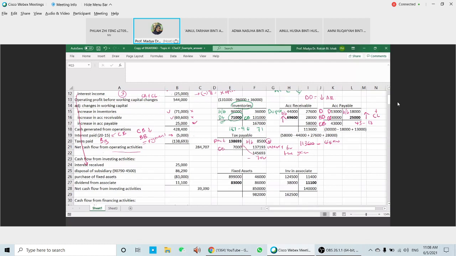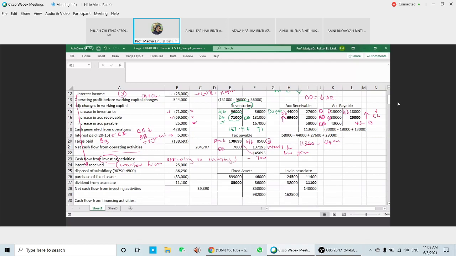So you need to exclude it from operating and transfer it to the investing activities, because when you calculate the profit here, the interest income is already included as a part of the profit, but the interest income is not from the operating activity. So we need to exclude from operating, transfer that one to the investing activity, because interest comes from your investing activity. Yes, just transfer. So this interest received here is transferred from operating to investing.